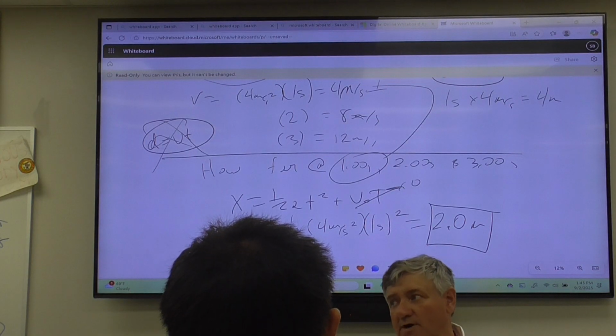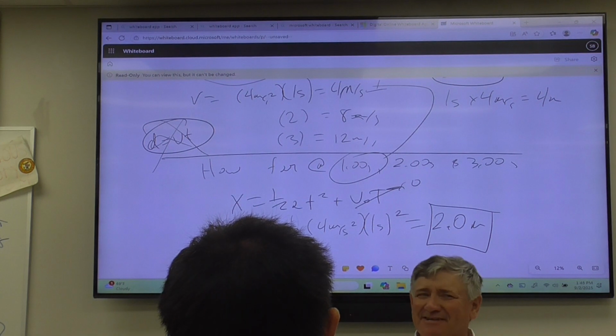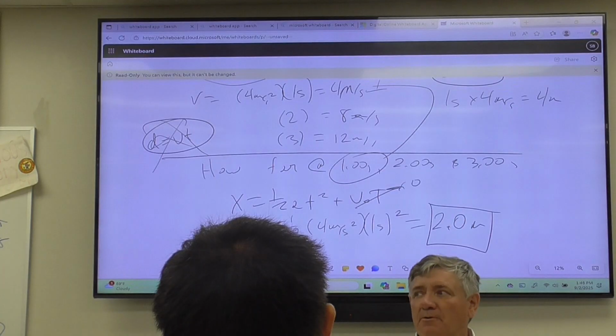I can't have one calculation getting me 2 meters and another calculation getting me 3.5 meters. It's like, well, which one's right? I don't know. Let's take the average. No, okay?